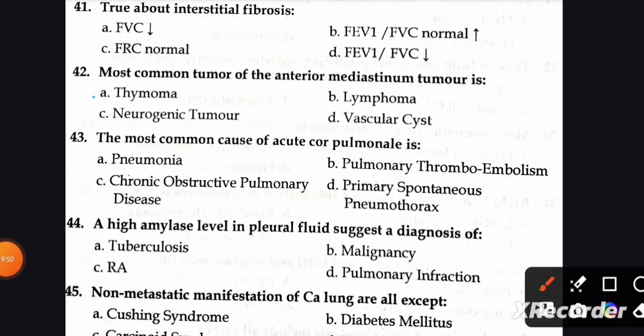Next question is the most common cause of acute cor pulmonale is A pneumonia, B pulmonary thromboembolism, C chronic obstructive pulmonary disease, and D spontaneous pneumothorax. Right option is pulmonary thromboembolism.